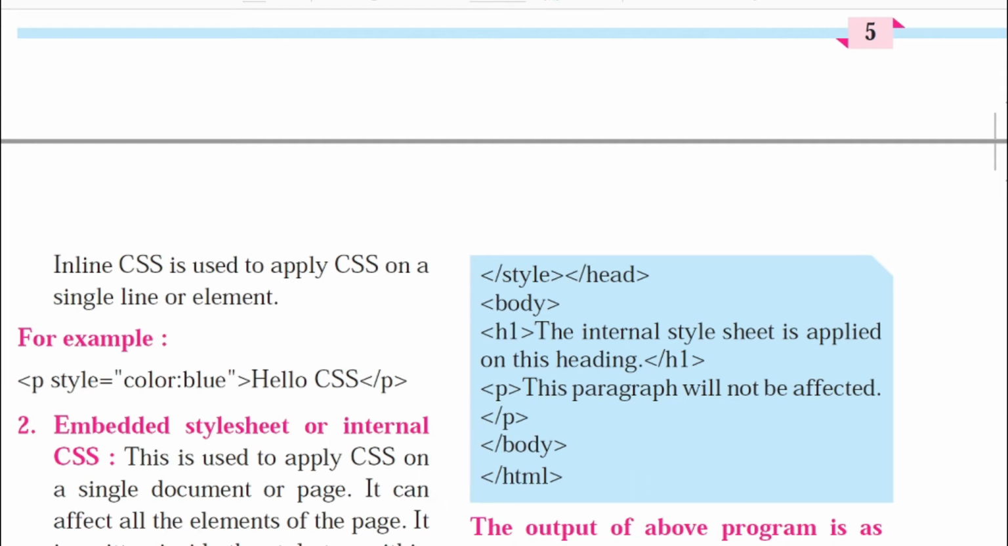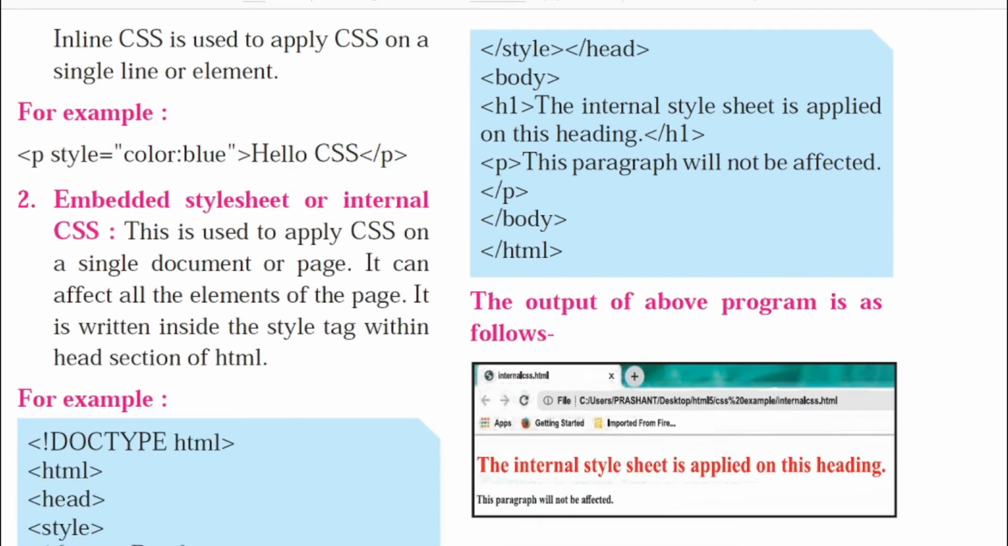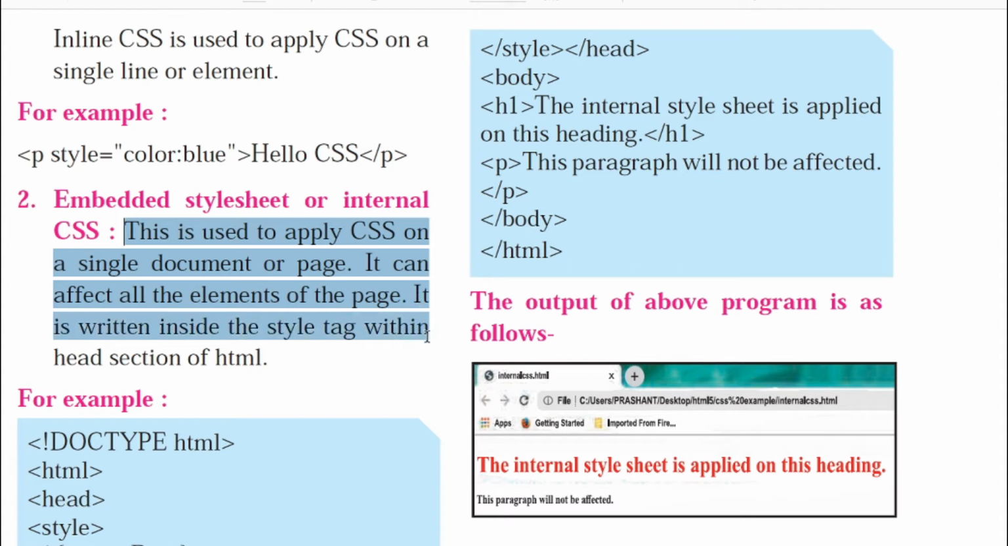Moving further, let us now see internal CSS. Once again, my dear students, the name itself suggests internal CSS. This is used to apply CSS on a single document or a page. So the above inline CSS was for a single line, whereas internal CSS is for the whole page or the whole document. It can affect all the elements of the page. It is written inside the style tag.